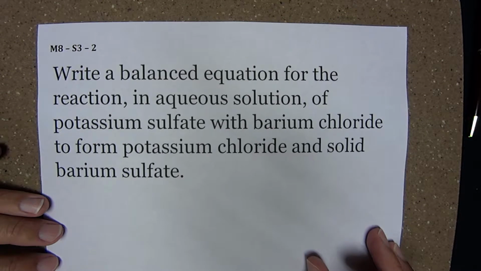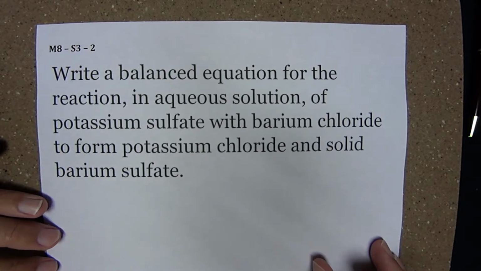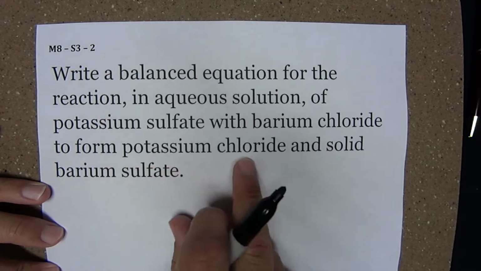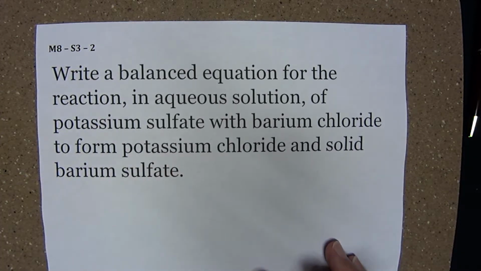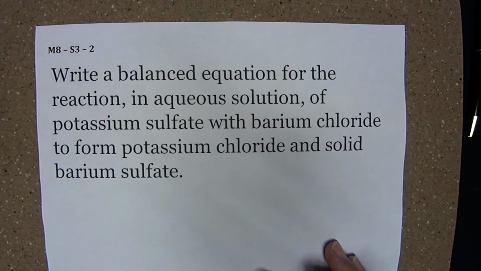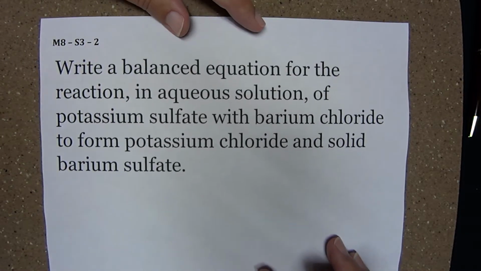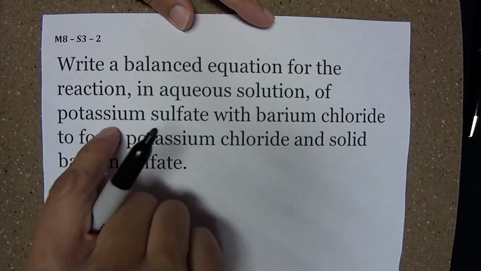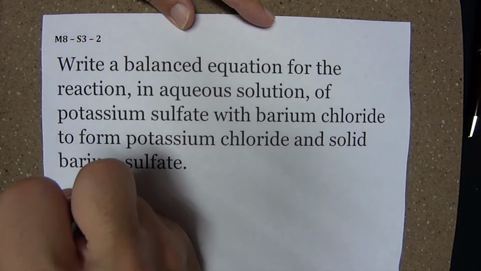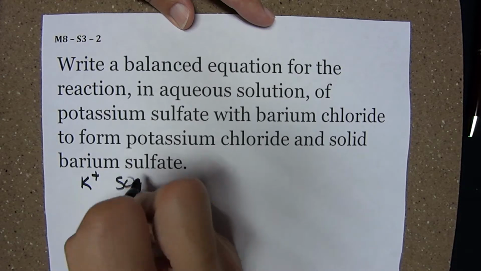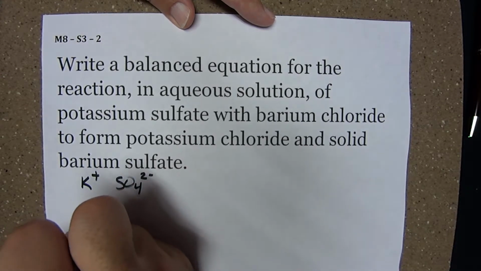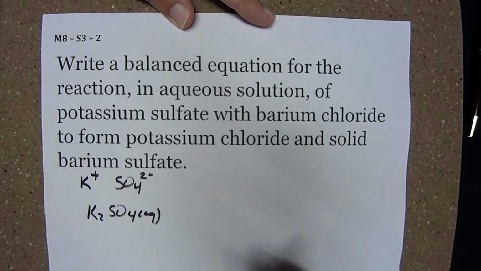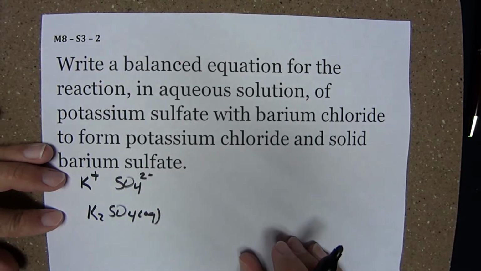Write a balanced chemical equation for the reaction in aqueous solution of potassium sulfate with barium chloride forming potassium chloride and solid barium sulfate. Again, let's come up with the appropriate chemical formulas for the reactants and products involved. We're told we had potassium sulfate, K plus SO4 2 minus. I would make this compound, K2SO4, in aqueous solution.